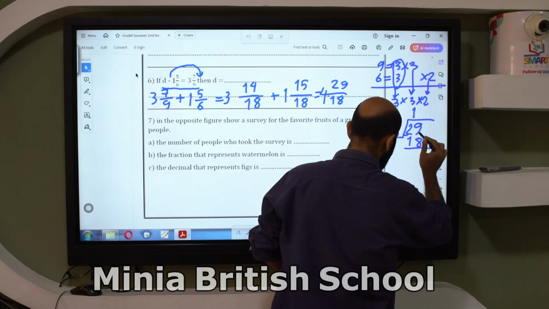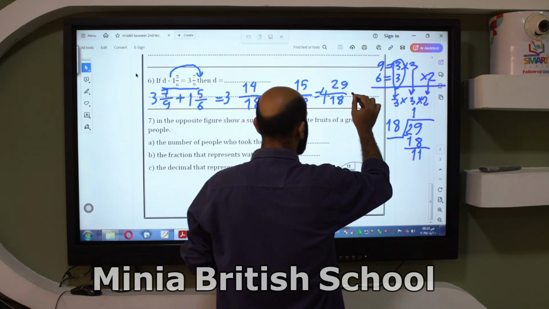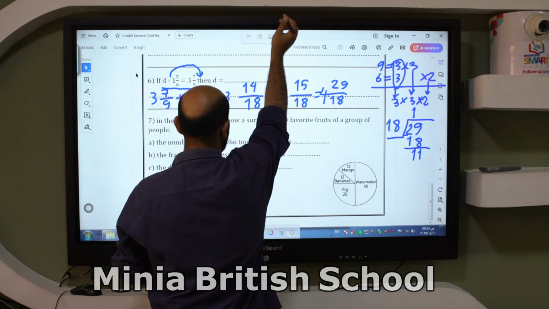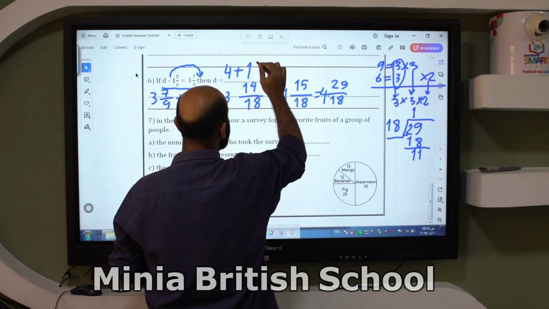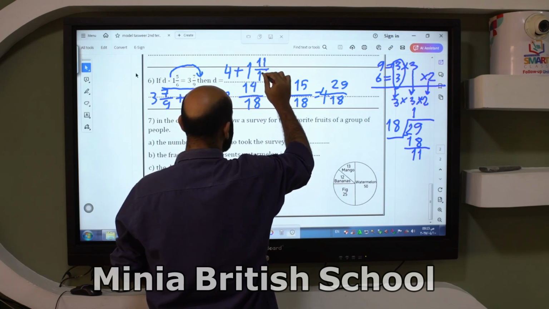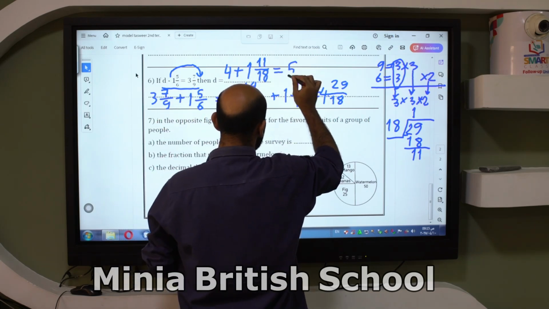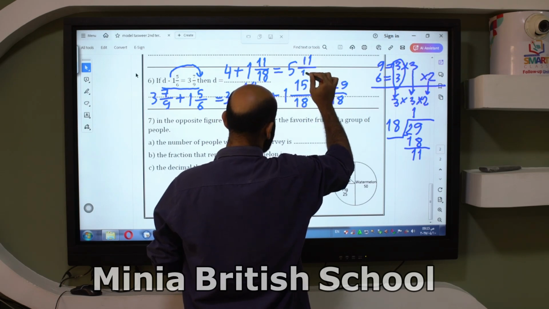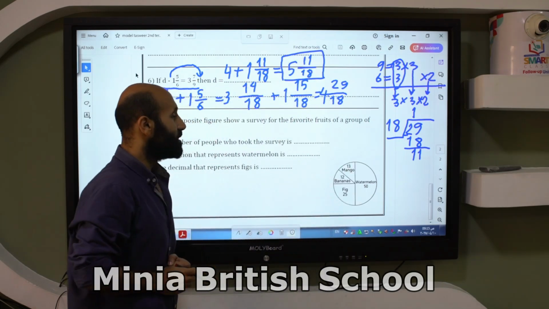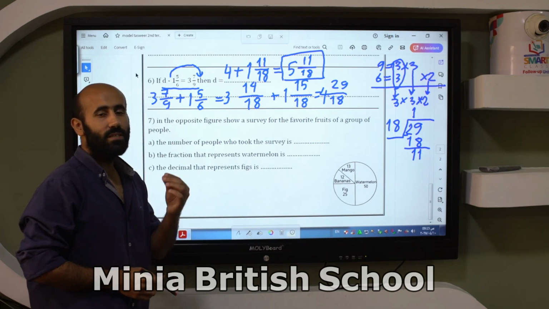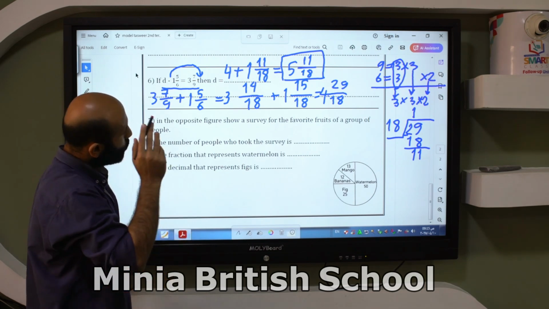And let's make the subtraction. It will be 11. So 4 and 29 over 18 will be 4 plus 1 and 11 over 18. So in other words, 4 plus 1, it will be 5 and 11 over 18. Please, in this question specifically, be careful in each step you write, okay? Did you get it? Let's get to the next one, the final one.